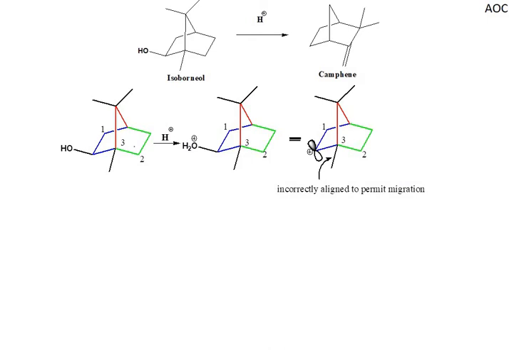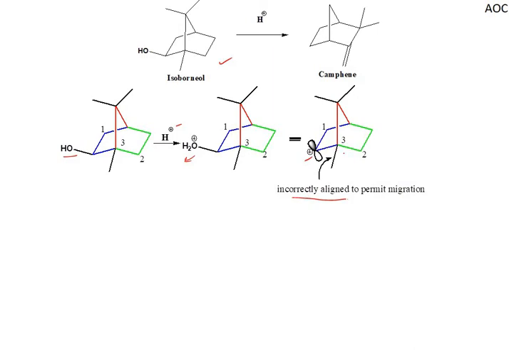Now if you look at isoborneol carefully, you have this OH here. In the presence of H positive, the H2O will come out, right? From here the H2O will come out, and the positive charge or the carbocation will form here. But because there is a methyl group here, we think that the methyl group should migrate here, but the incorrect alignment of the methyl group doesn't allow its migration, right?